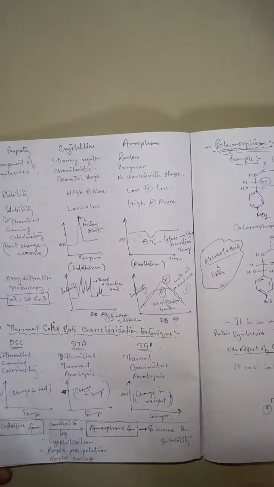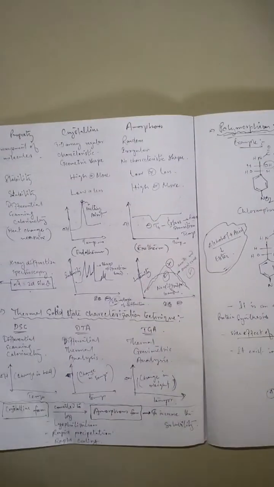Already I mentioned earlier that crystalline has high stability and amorphous has low stability. Since crystalline is highly stable, it has low solubility, and since amorphous is less stable, it has high solubility. Okay, the same thing is here also. So crystalline form is converted to amorphous form by three different techniques.